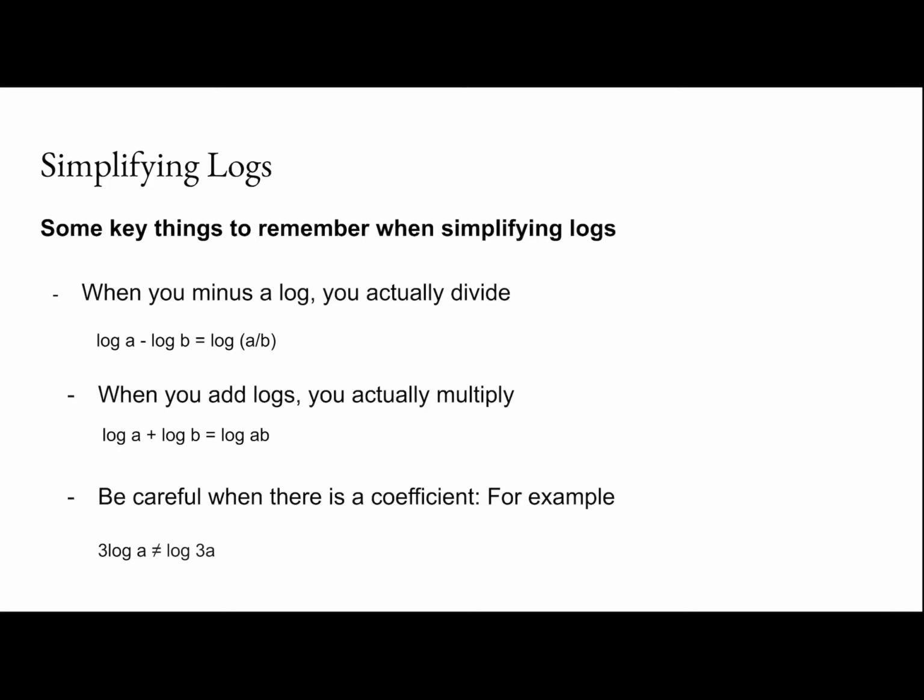Instead, you can rewrite 3 log A as log A plus log A plus log A. For example, 3 times 2 is the same as saying 2 threes, so 3 plus 3. It's the exact same logic here. So 3 log A is just log A plus log A plus log A. But if you come back to rule number 2, when you add logs, you actually multiply. Therefore log A plus log A plus log A is multiplying them together, so 3 log A is actually log A cubed. That's a really important point to remember there.